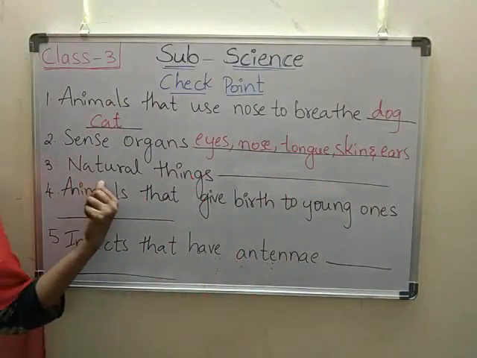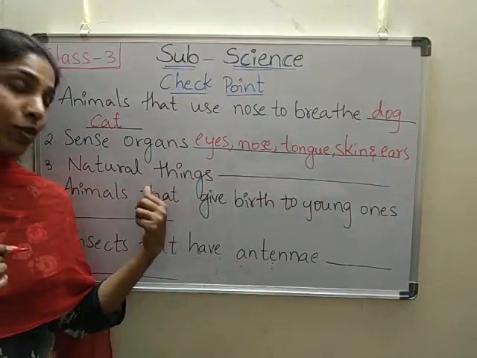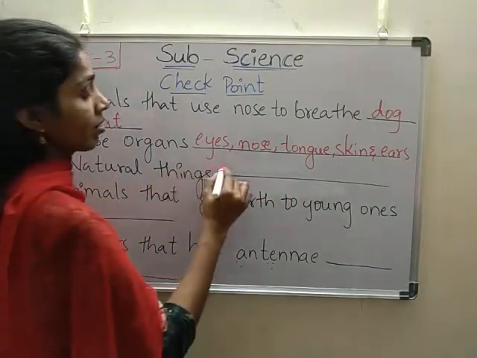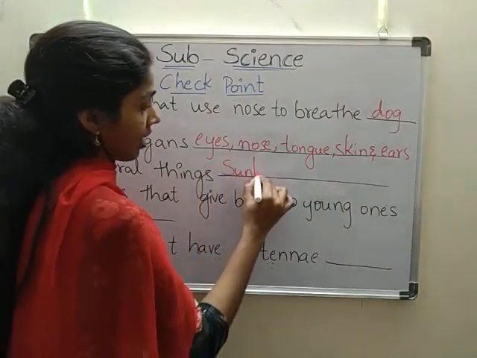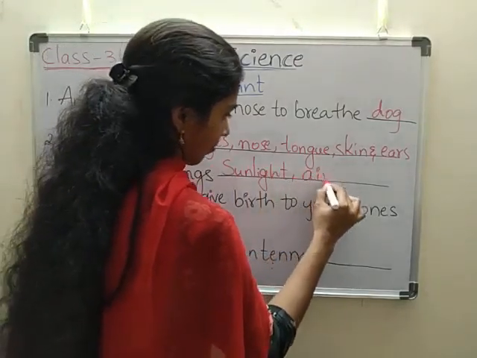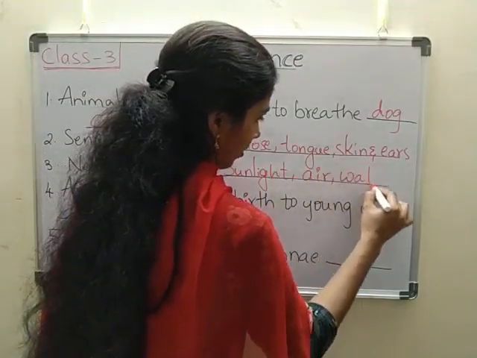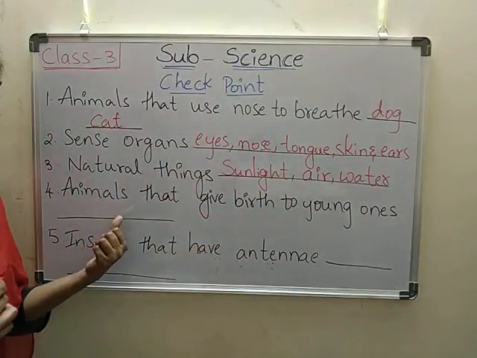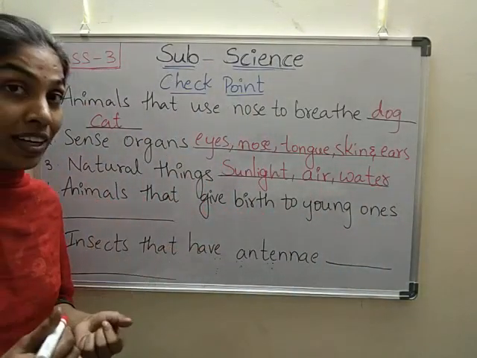Now, natural things. Give any two examples of natural things. Very good, children. Sunlight, air, water. Okay. Now, animals that give birth to young ones.